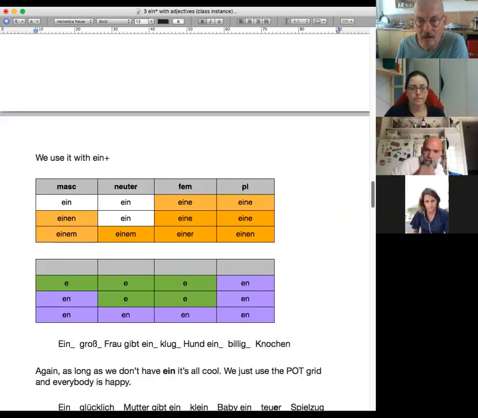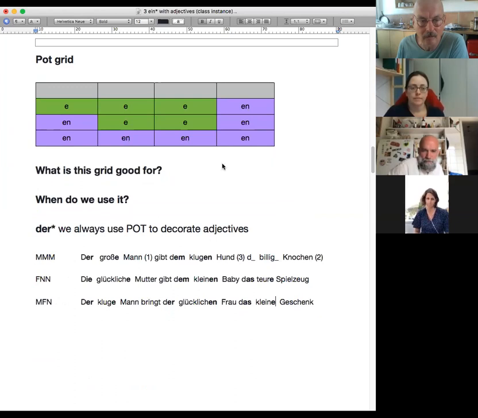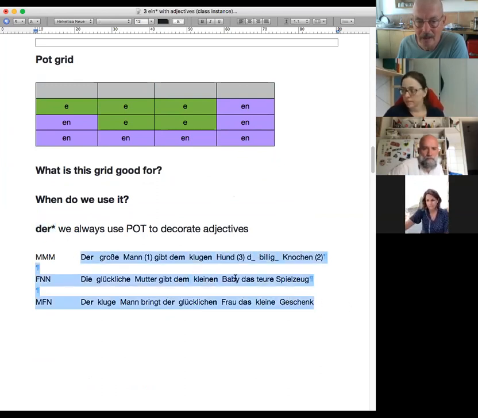So the answer to the question, when do we use the pot grid? What's one answer? Decorating. With der Star. No, I mean, yeah, decorating, but when? You use this grid when you have der Star. You have der Star here.